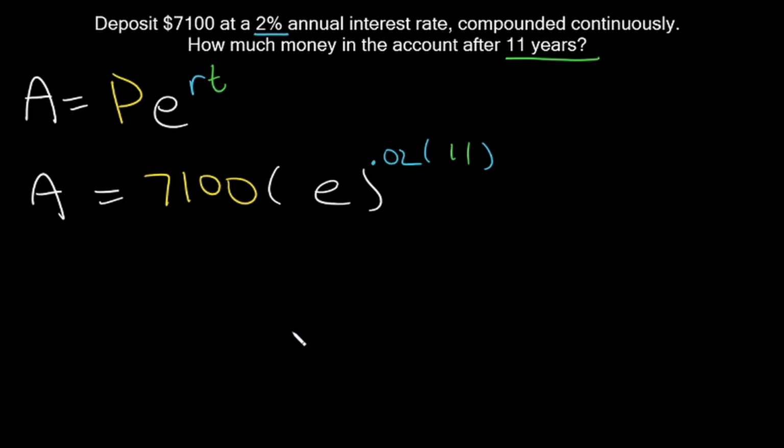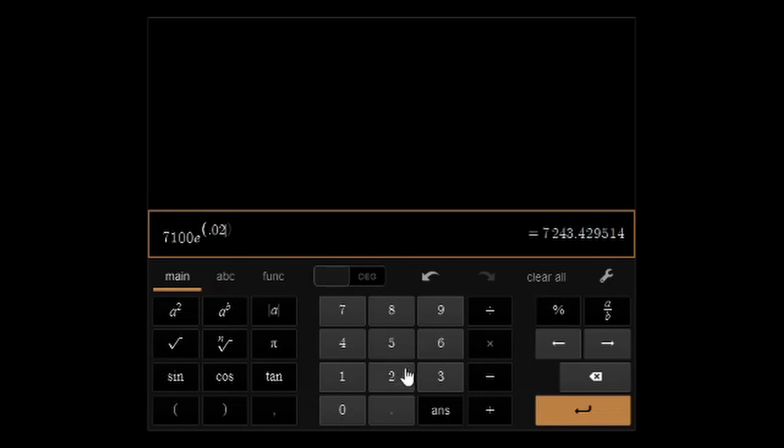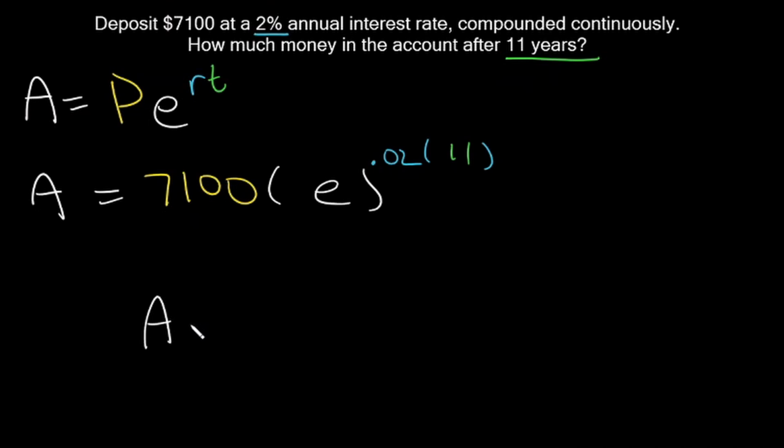So now again, we're just going to have to throw this into our calculator, so let's go do that. So we have 7,100, and then we multiply that by e, and then raise e to 0.02 times 11. So our answer is going to be $8,847.14. So after 11 years, there will be $8,847.14 in the account.